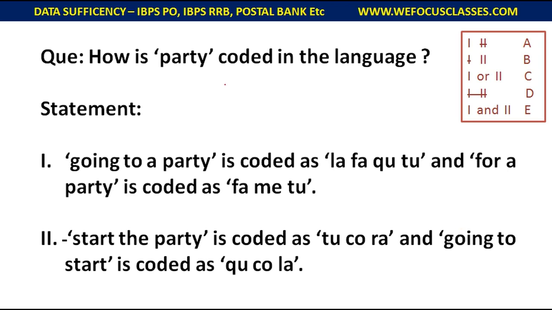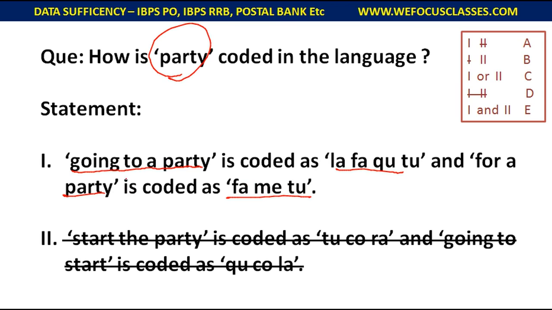In this problem, how is party coded in the language? Two statements are given. Whenever we try to do the problem, we first take the first statement and try to do the problem, but we ignore the second statement. Our intention is finding the code for party. Going to a party is coded as la fa q2, and for a party is coded as fa ma 2. Okay, party code we need to find out.